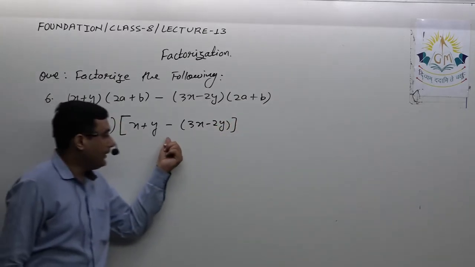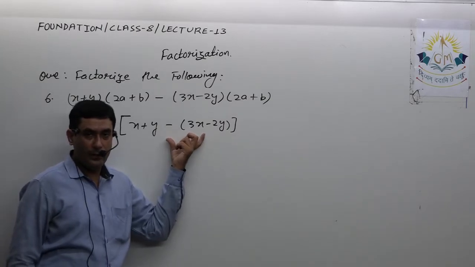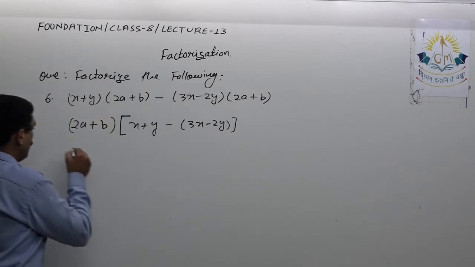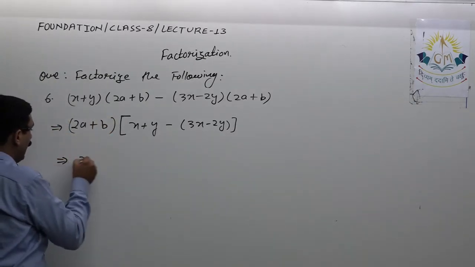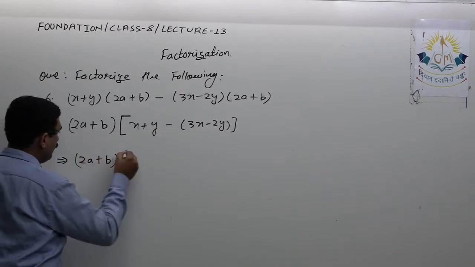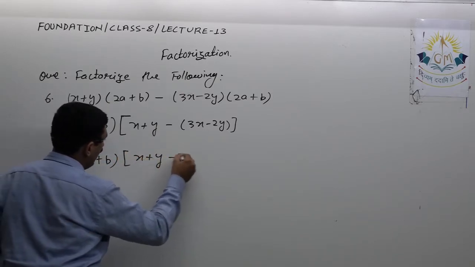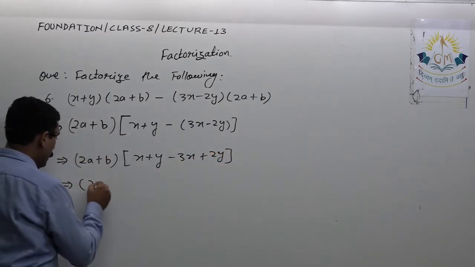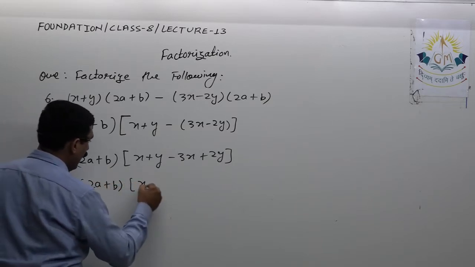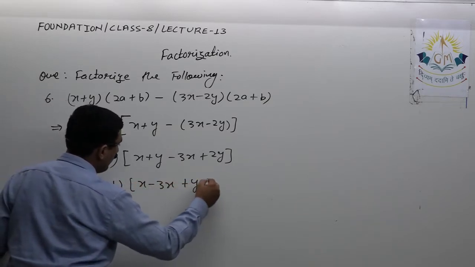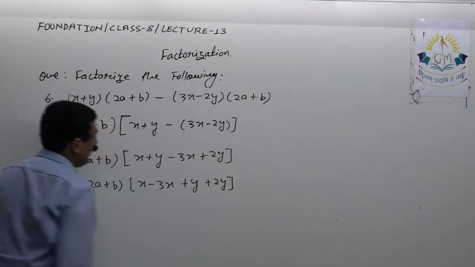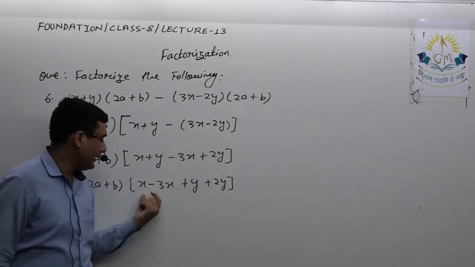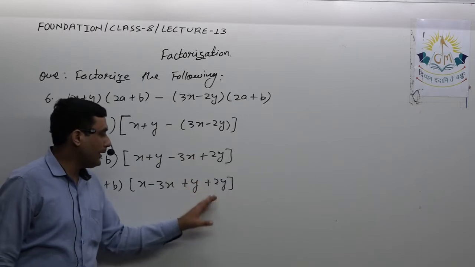Okay, again there is a minus sign outside the bracket. It means in the next step, we change the sign of each and every term inside the bracket. So here I will get 2a plus b into x plus y minus 3x plus 2y. So over here I will get 2a plus b into x minus 3x plus y plus 2y. Okay, as I told you, here I can do it directly. That is x minus 3x, I can directly write minus 2x. y plus 2y, I can directly write 3y.